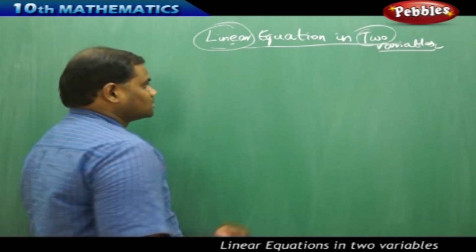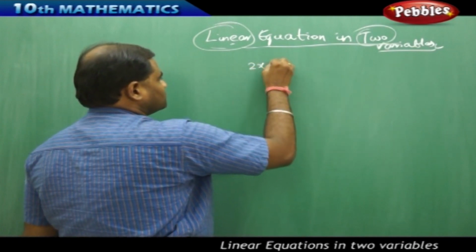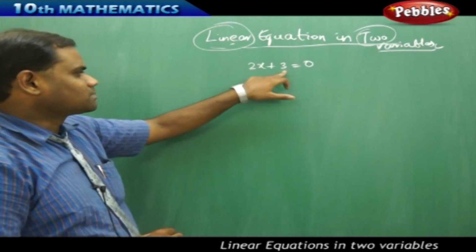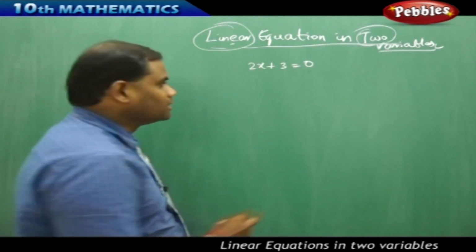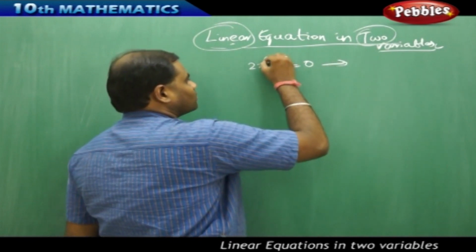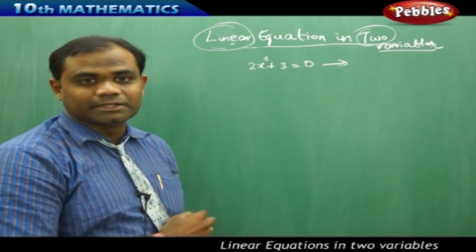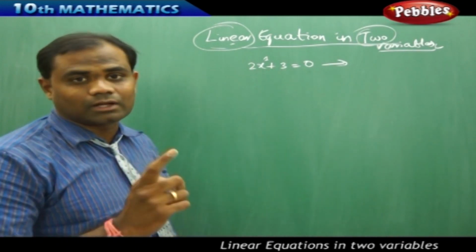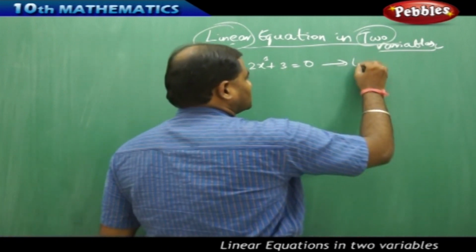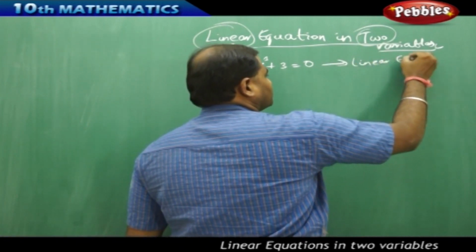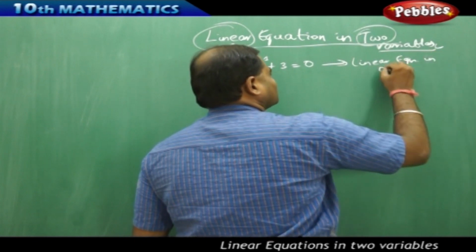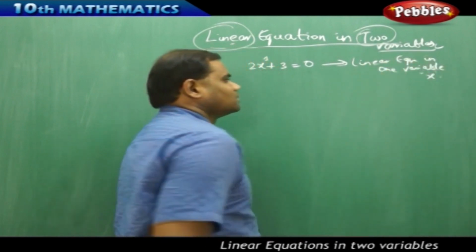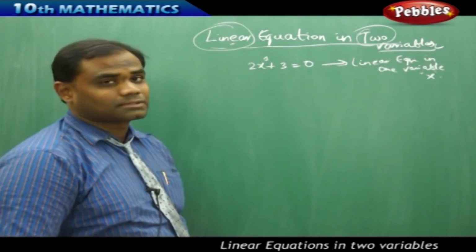Say, let's start with, for example, I take 2x plus 3 equal to 0. An equation which has 2x plus 3 equal to 0 is called a linear equation because the highest power of x is 1, so it must be linear, and then it is a linear equation in one variable because I find only one unknown, which is x. This is an example of a linear equation in one variable, which is x.